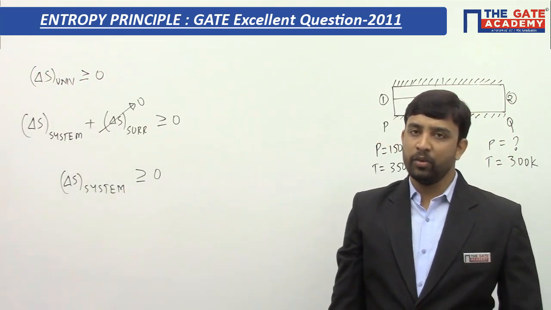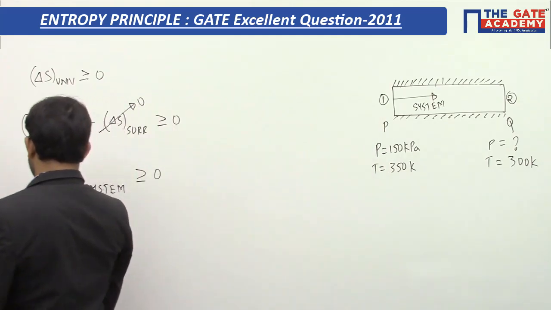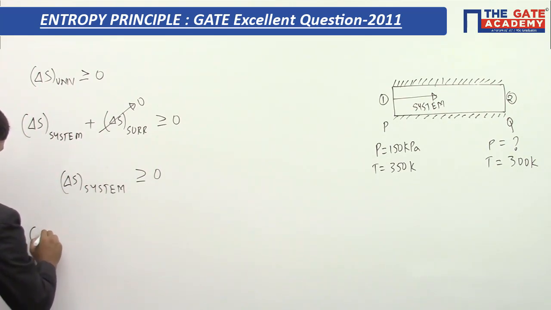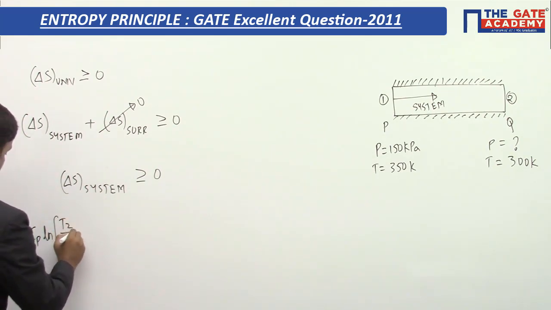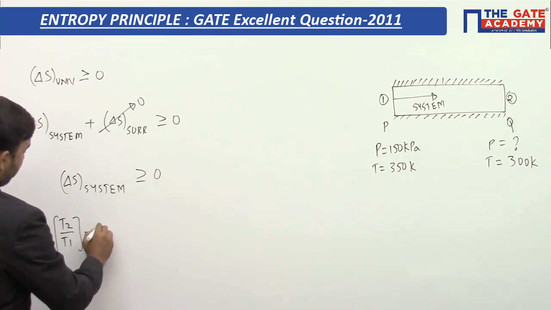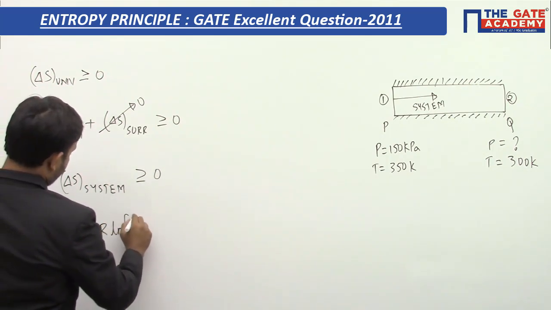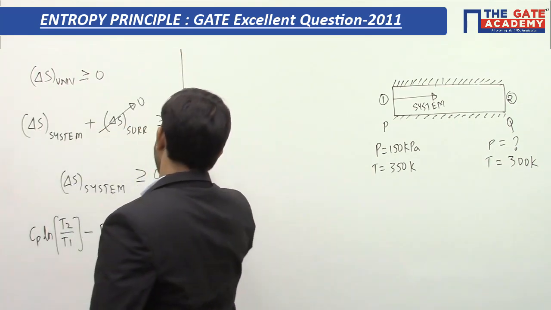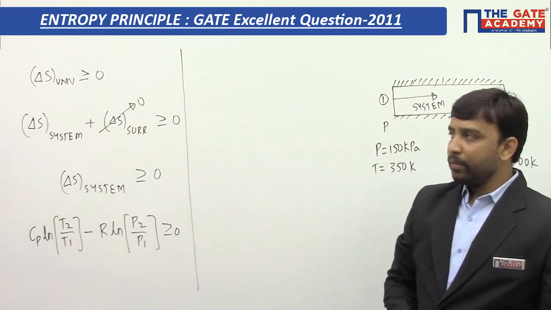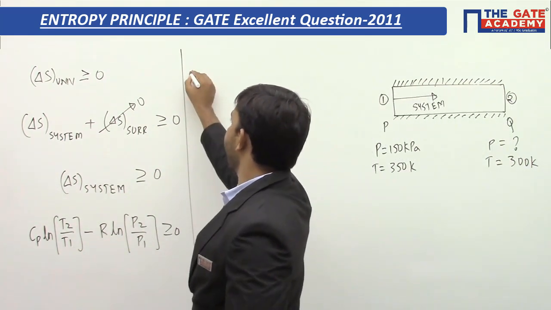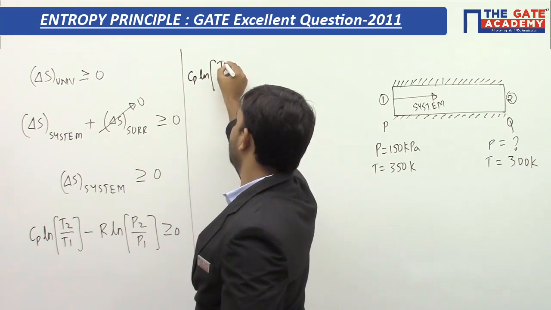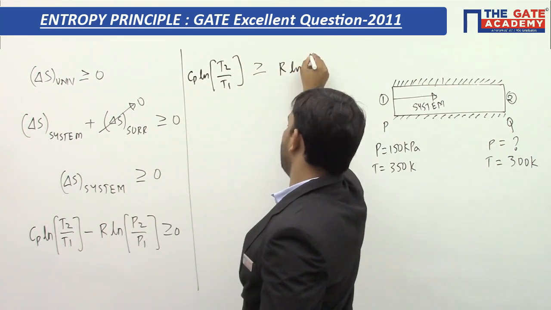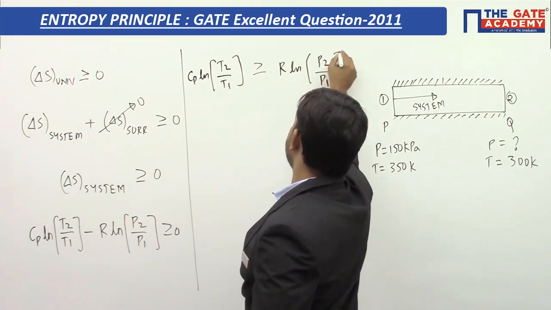And it's an ideal gas flowing from one state to another state. So change in entropy of an ideal gas when pressure and temperatures are given, we can write like this. Cp into log T2 by T1 minus R log P2 by P1. This must be greater than or equal to 0. Or I can write like this: Cp log T2 by T1 must be greater than or equal to R log P2 by P1.